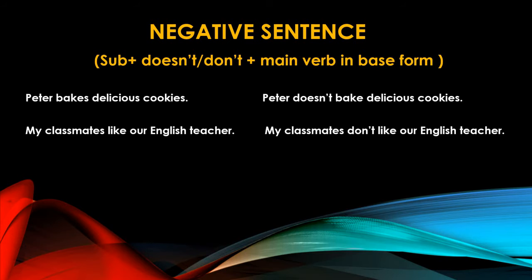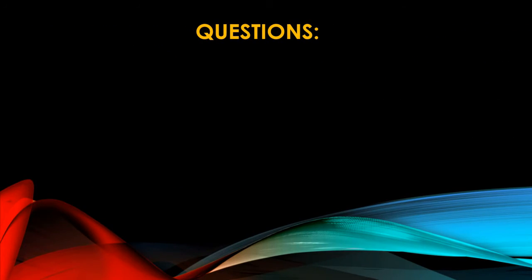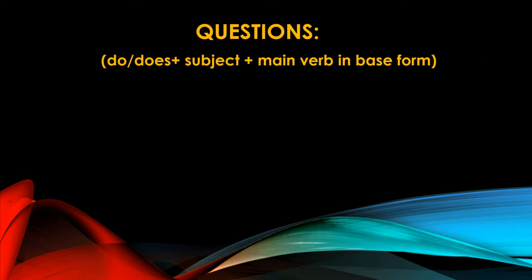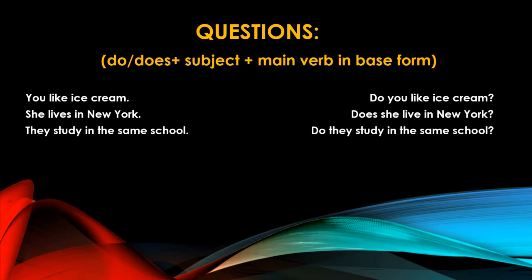Okay, now if we make the simple present tenses into questions, what we need to follow then? We need to follow the structure. We will add, first of all, do or does, and then we will write the subject, then our main verb in base form, right? Okay, example. You like ice cream? Do you like ice cream? Question mark. Don't forget to put the question mark at the end. She lives in New York. Does she live in New York? They study in the same school. Do they study in the same school?